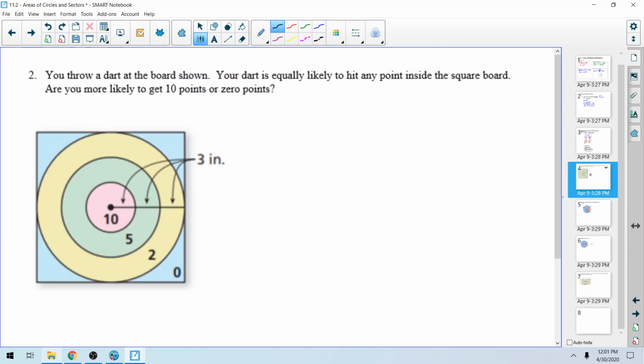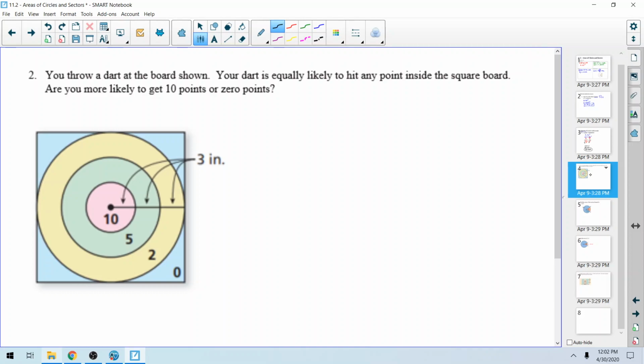Okay, next one. Number 2, you throw a dart at the board shown. Your dart is equally likely to hit any point inside the square board. Are you more likely to get 10 points or 0 points? Okay, now this is a geometric probability. So we have to find the probability that you're going to get 10 points versus the probability that you're going to get 0 points.